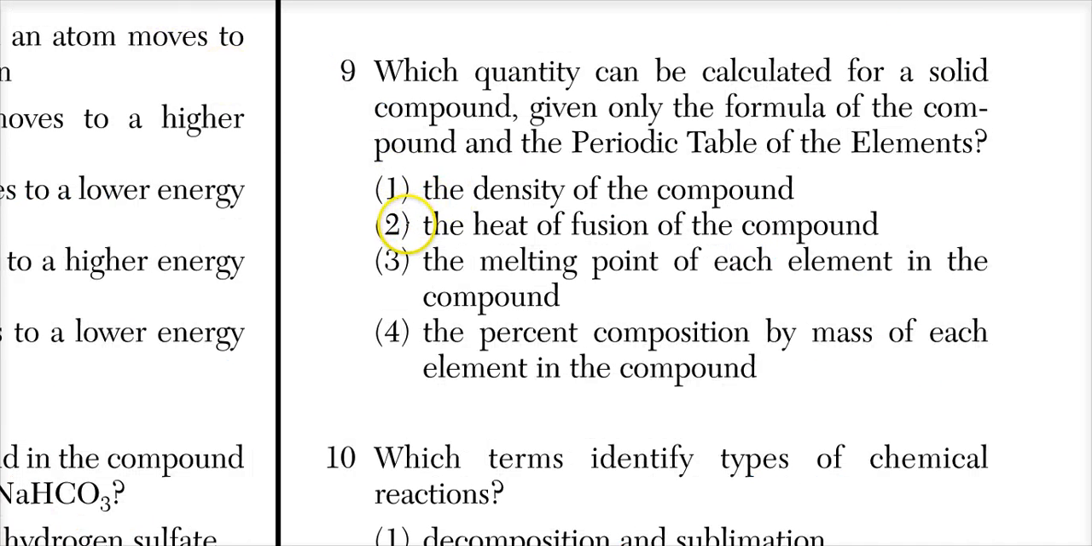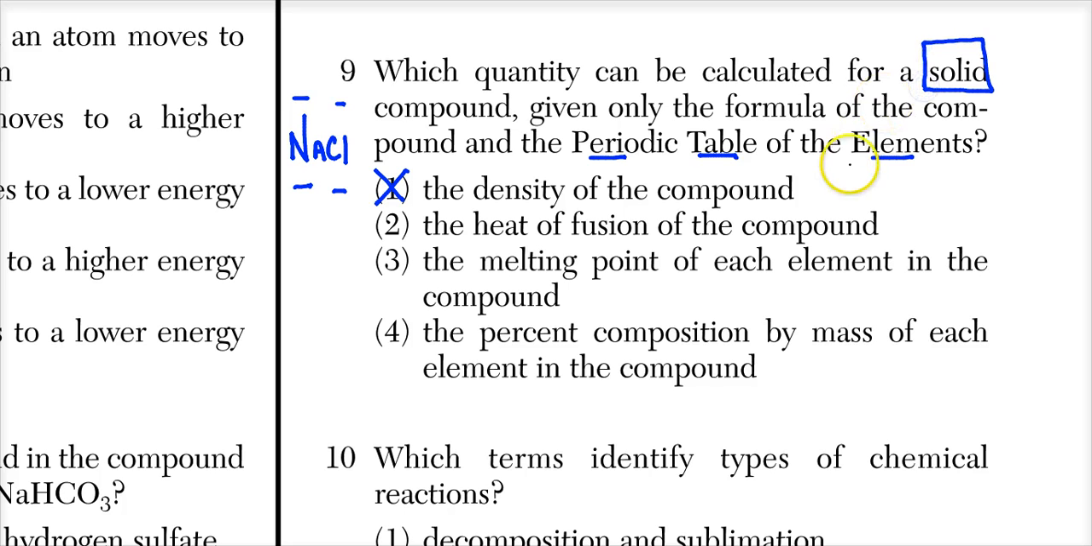Which quantity can be calculated for a solid compound given only the formula of the compound and the periodic table of the elements? So what they're saying here is that all I have is a formula. Let's say I have NaCl, and the periodic table, which gives me the atomic number for each element, and it gives me the mass of each element. So from that, can I get the density? Now, the density would be a no. Now, they said for a solid compound.